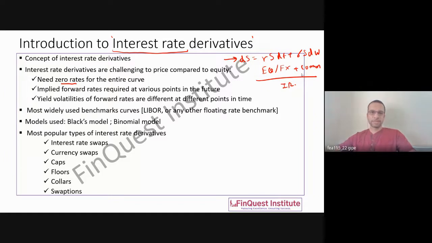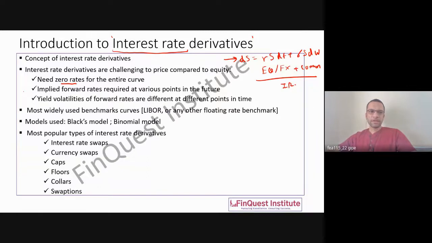Now, that is something which doesn't exist for equities or FX, isn't it? So, that way, this problem doesn't exist for equity or FX. So, that way, modeling becomes easy there. But for IR, no. This bootstrapper has to be there. That is, you need some way to figure out zero rates.